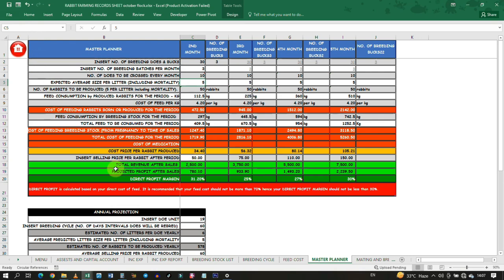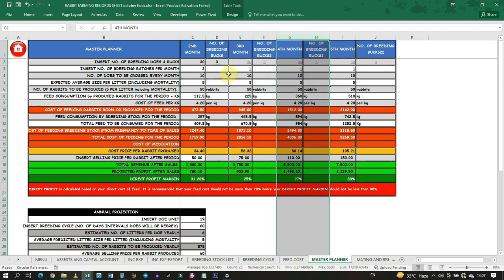Okay, so total revenue after sales. So you expect that after selling all these guys, probably at 2 months, you're not going to be able to sell all of them anyway. Well, some will be males and they may not be able to sell at this age. But for the purpose of calculation, assuming you are selling all of them at 2 months, you get your 2,500, then projected profit to be 710, then your profit margin and so on. The same thing applies. So once you enter these figures, all the projections for the next months are already there.